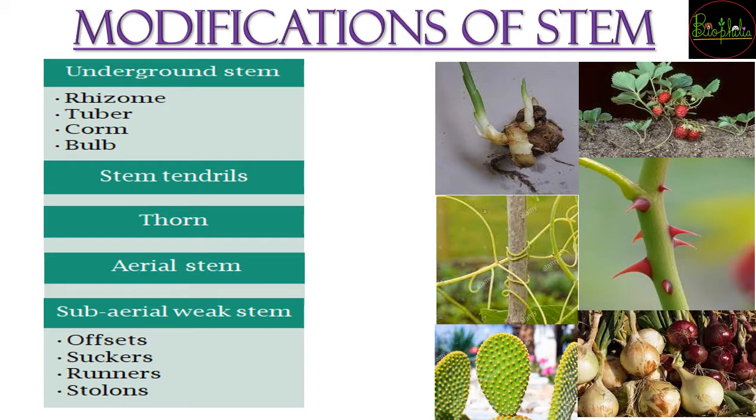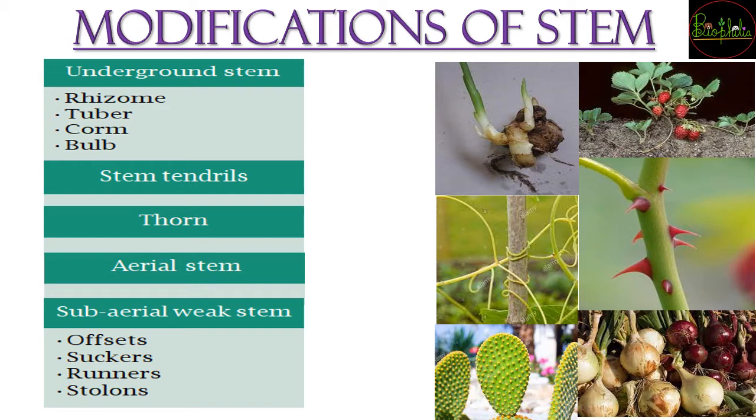Then what are the modifications of the stem? Nature में हर चीज सेम हो जरूरी नहीं है. There are going to be various different examples that you can have if you try to go and search out. So modifications of the stem that you can see are going to be these particular.